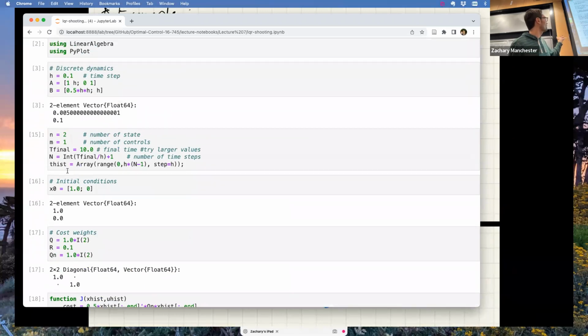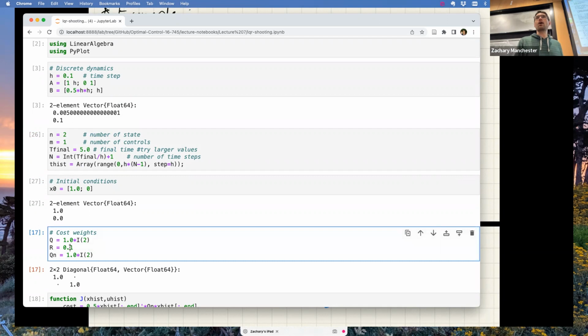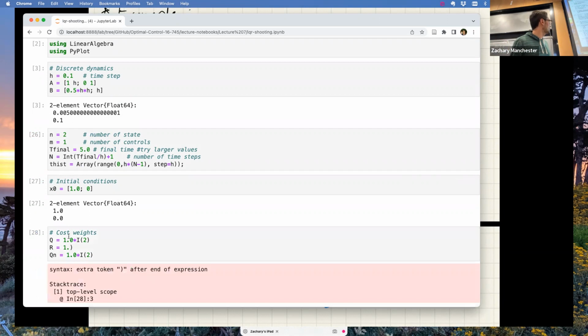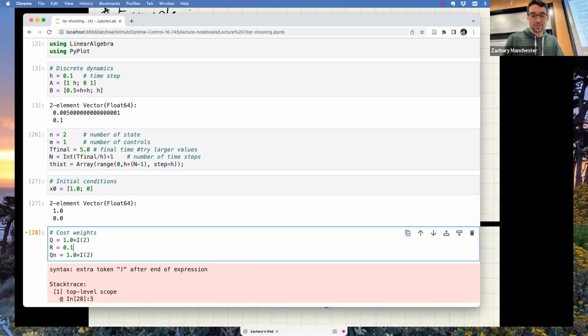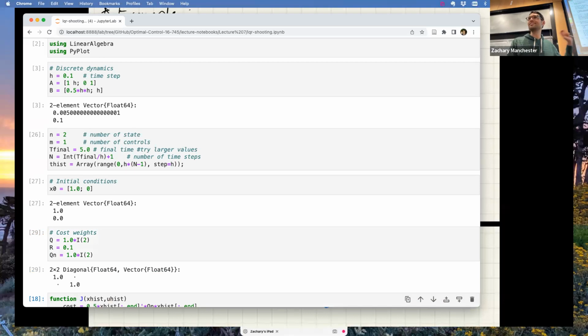Anyone have any questions on this or want to try anything weird? What should happen if I make R bigger? If I make R 1 instead of 0.1, what will happen? Yeah, because I'm making the controls more expensive, so it'll use less control. So it'll take longer to get there, right? Okay, cool. We won't mess with this now, but we're going to do more of this, so we'll see that in a sec. Everyone cool with this?